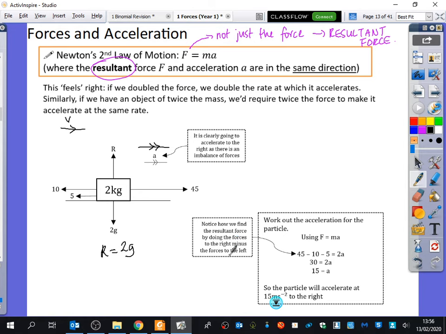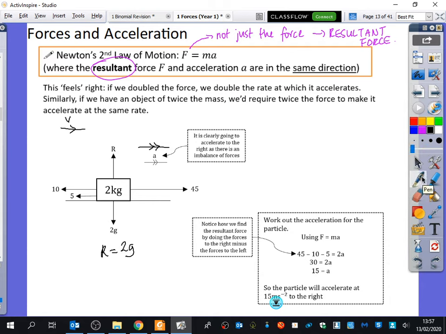That should remind you what we did earlier on. So we've got 45 minus 10 minus 5. That's what my F part is that I've got here. And it's equal to the mass, which is clearly 2 kilograms, times by the acceleration. Notice how I do this all as one single equation. I haven't gone force equals 45 minus 10 minus 5. I've done the entire thing all at once, and that's how I want you to do these.